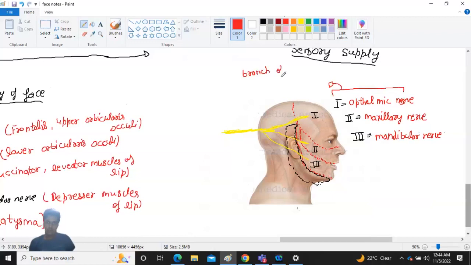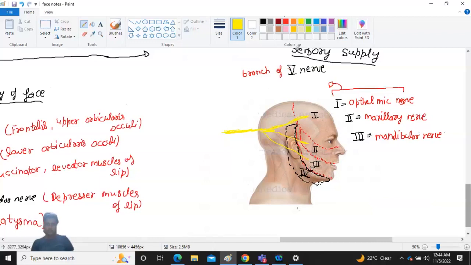Branch of fifth nerve. Fifth nerve. This is basically the lower region near the mandibular region, the marginal mandibular, and near the auricular region. This region is supplied by, again, not a branch of the mandibular nerve or trigeminal nerve, but a cervical branch. This is supplied by the fourth area.